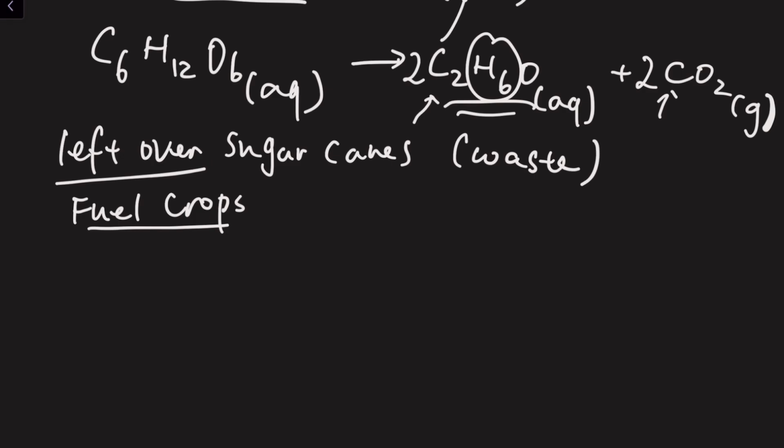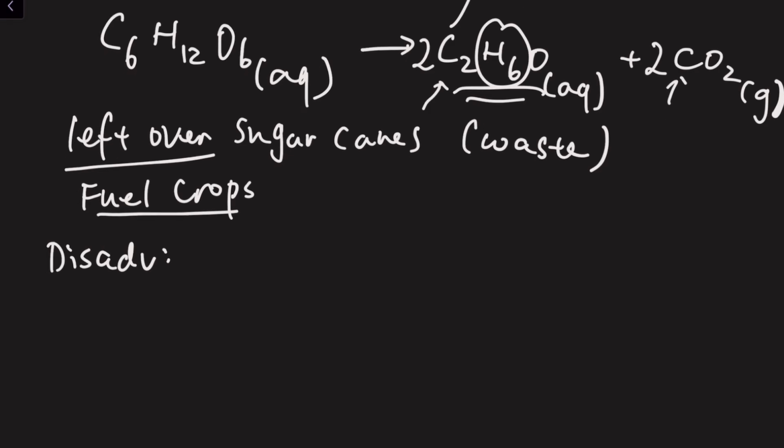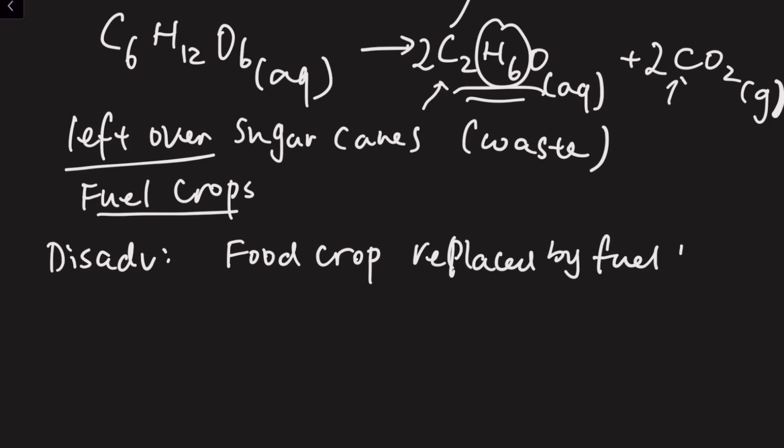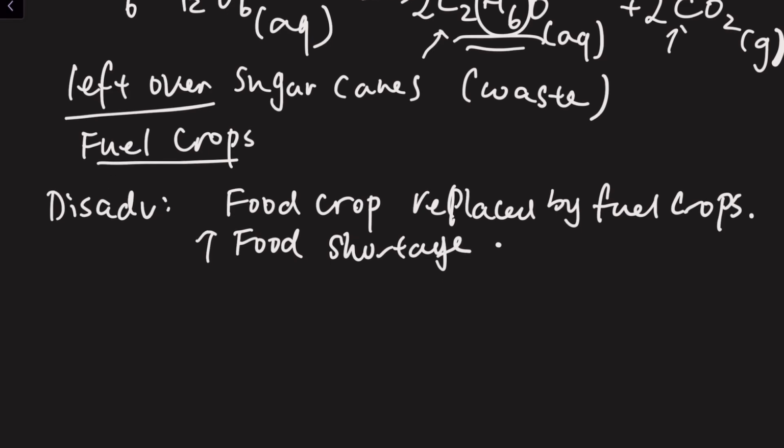So this leads us to the disadvantages of bioethanol. Crops that are used for food are being replaced by fuel crops. And this has lots of problems for the environment. It can increase food shortage, especially in developing economies.